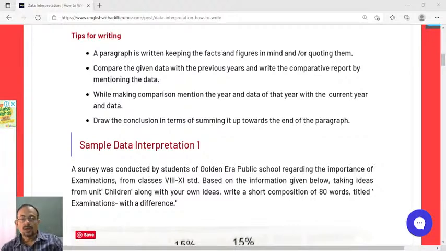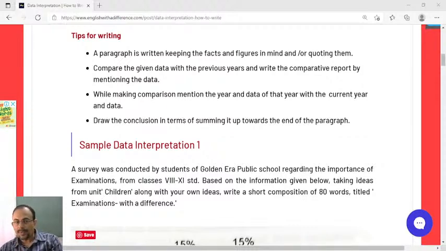Conclusion means what is your observation from the data given above. What has been established in the comparison of data? What is the summary of this data comparison, or what are the main highlights? If there is a major difference, or if there is something you think is worth noting down, that will come in the last paragraph. So this is what data comparison is all about.